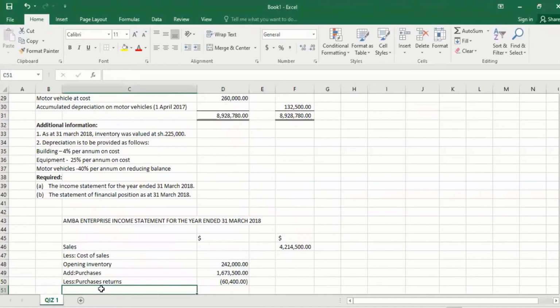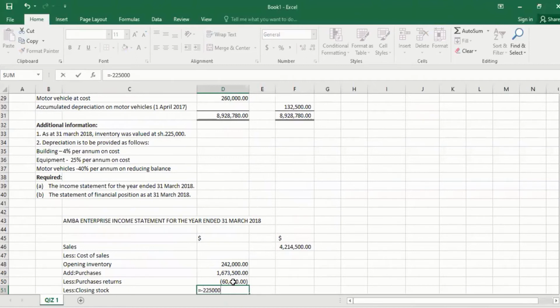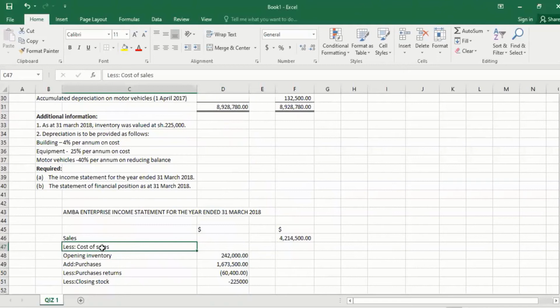Then we deduct what remained in the stock. That is closing stock, or closing inventory. That should be deducted. Why should it be deducted? It was not sold, so it is not part of the cost of goods sold. So it should be deducted from purchases.